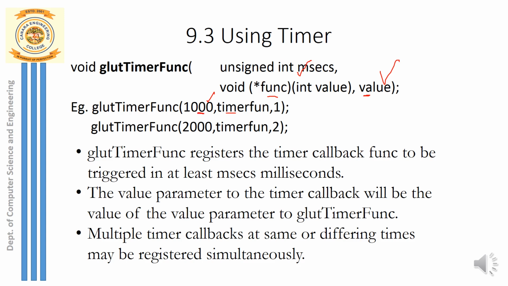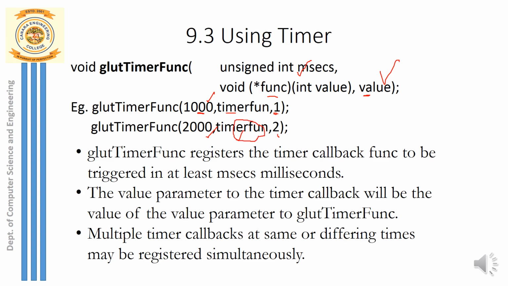Then you have an integer value that you pass. For the second call, you can see 2000 milliseconds I'm passing as a delay for the function timerFunction, where you can actually define the sleep function or delay.